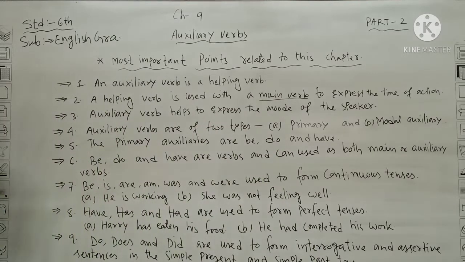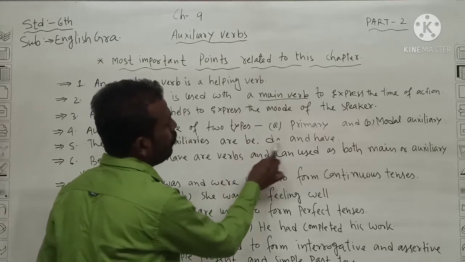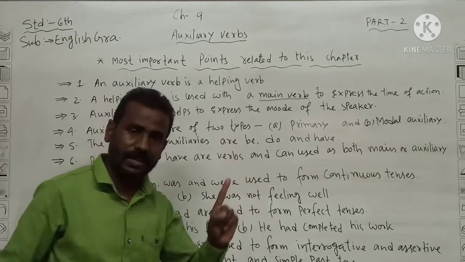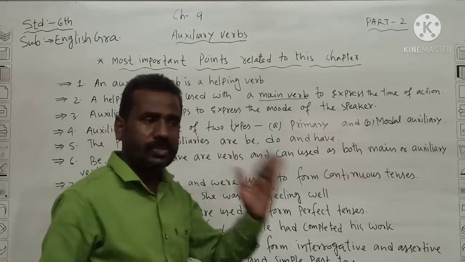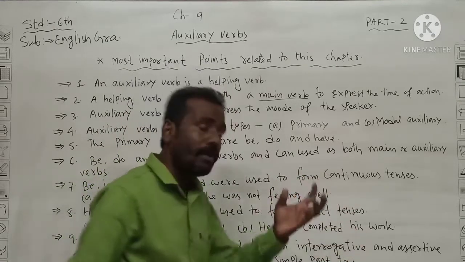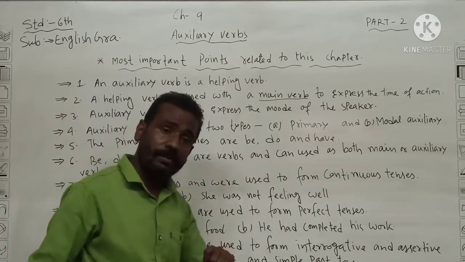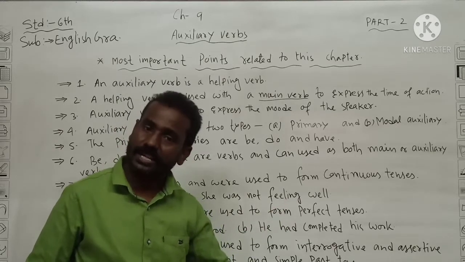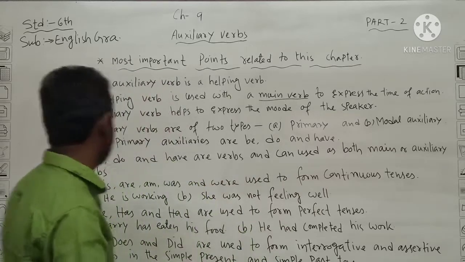Here, point number 5: the primary auxiliaries are be, do, and have. So the be form means, as I told, and again I am repeating: am, is, are, was, were, have, has, had. These are the primary auxiliary verbs. Do is also coming: do, does, and did in the past tense. And the have form: have, has, and had in the past tense.